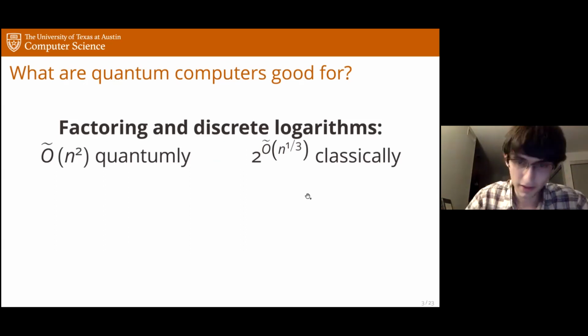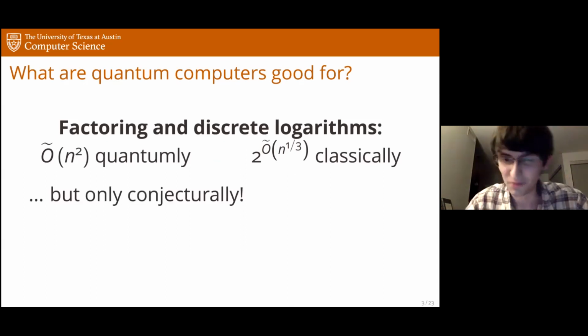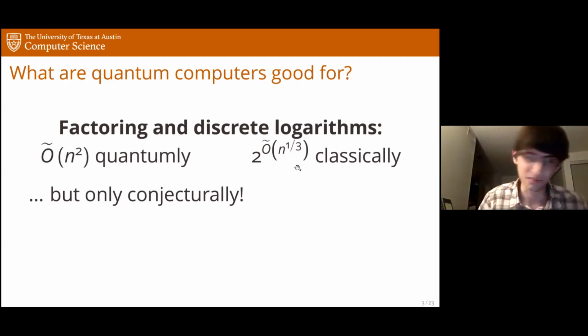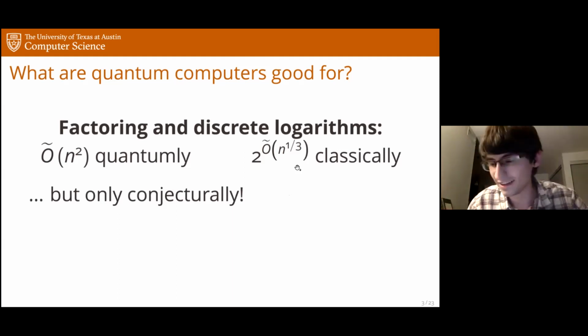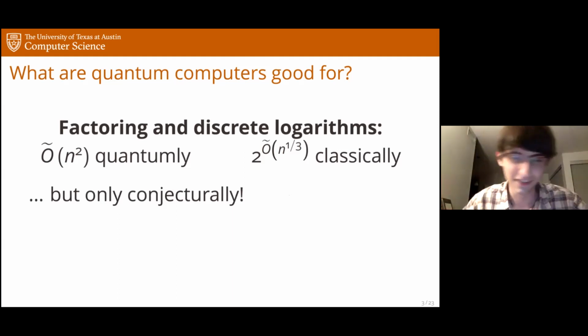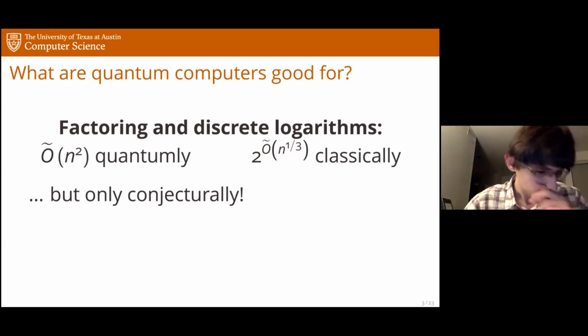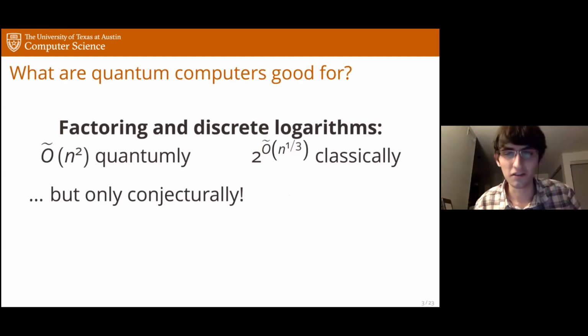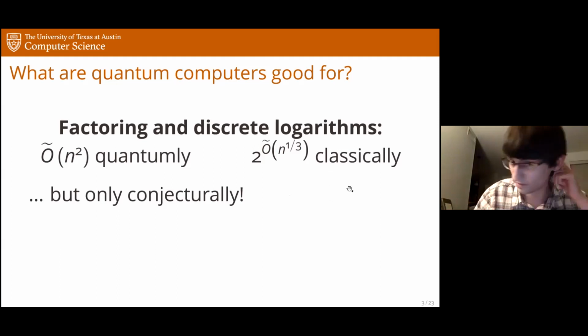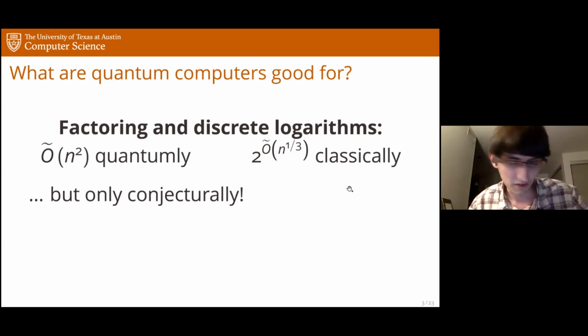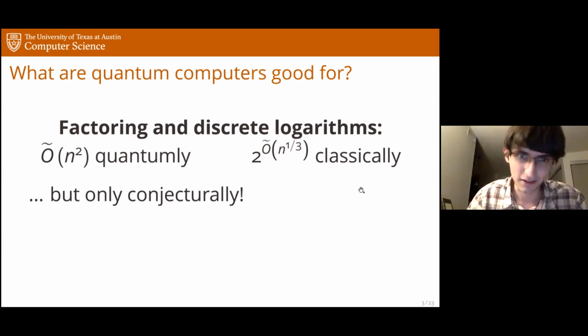But of course, even these are only conjectured, right? We don't know how to actually prove that factoring requires exponential time, much less do we know how to prove P is not equal to NP, let's say. So how can we give any evidence at all that quantum algorithms are actually able to do something that classical algorithms can't? Is there any provable sense in which quantum algorithms can do something classical algorithms can't? Well, if the answer to that question were no, I would not be giving this talk.